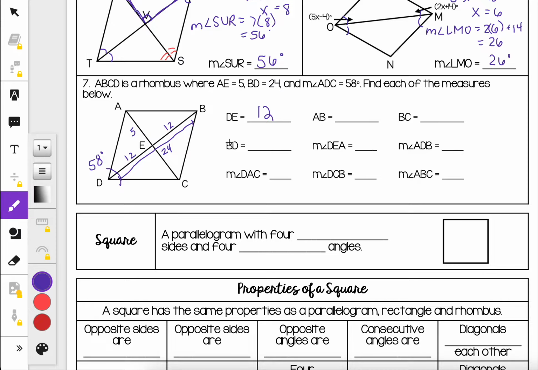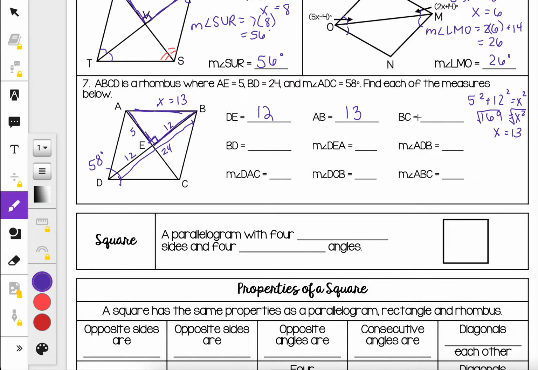Now I want to find AB. So again, I have this right triangle here. And I know it's a right triangle because my diagonals are perpendicular. So here I can set up the Pythagorean theorem, 5 squared plus 12 squared equals x squared. And this is one of my Pythagorean triples. 5 squared plus 12 squared is going to be 169. So x would equal 13 here if I take the square root of both sides. So AB is going to be 13.